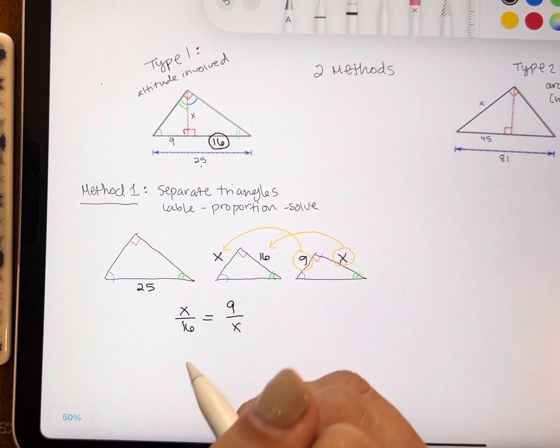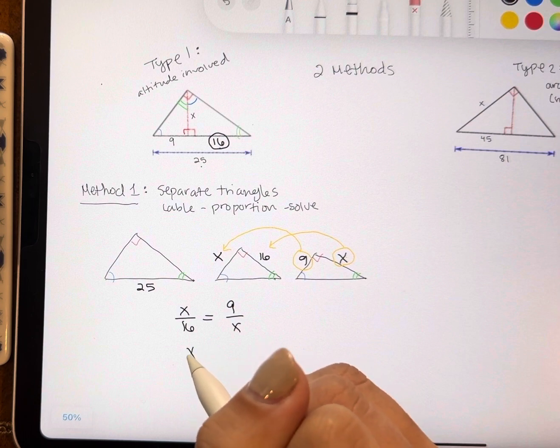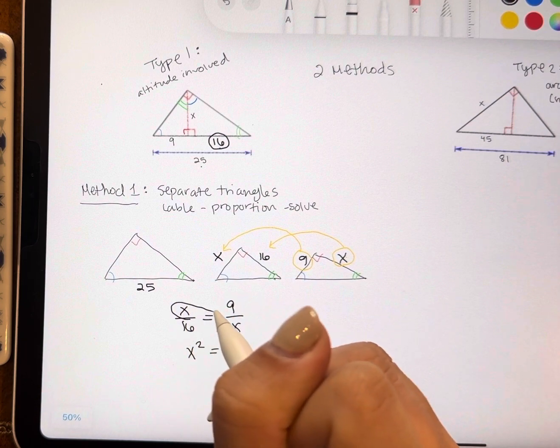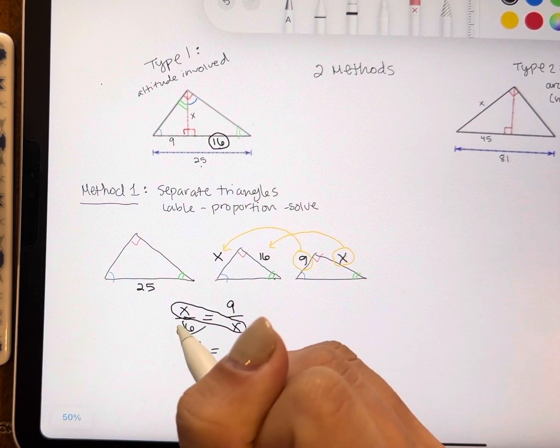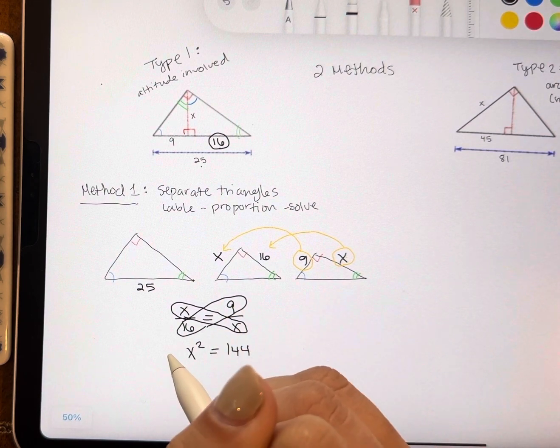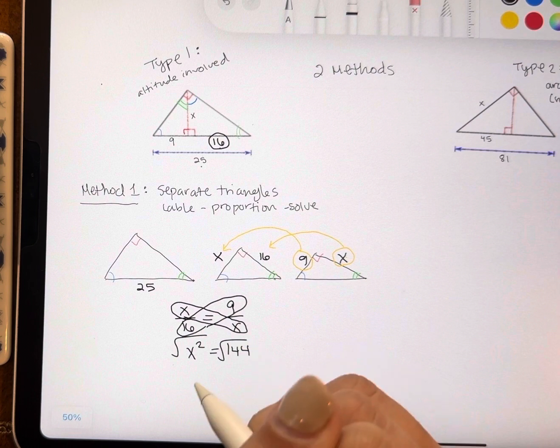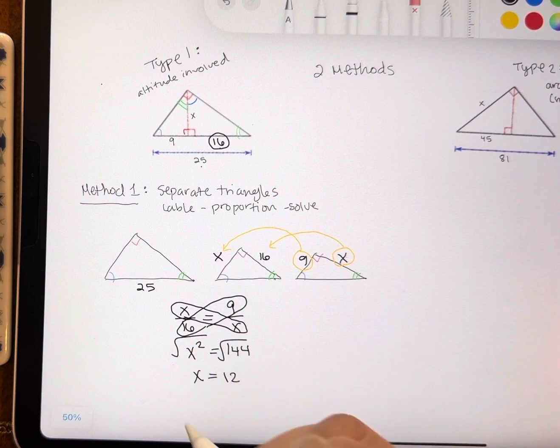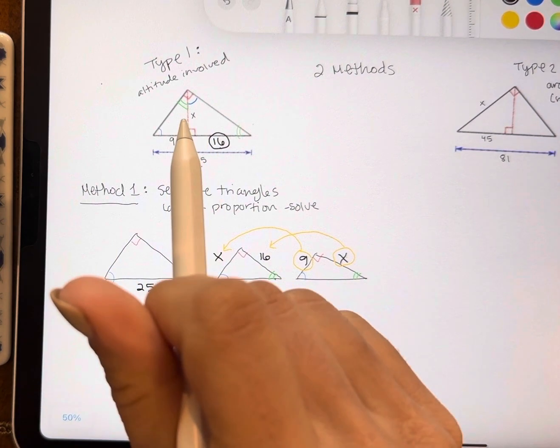Now I'll cross multiply and solve. So x times x is x squared, and 16 times 9 is 144. Then square root both sides, and we get that x equals 12. Okay, that was method 1 on this problem.